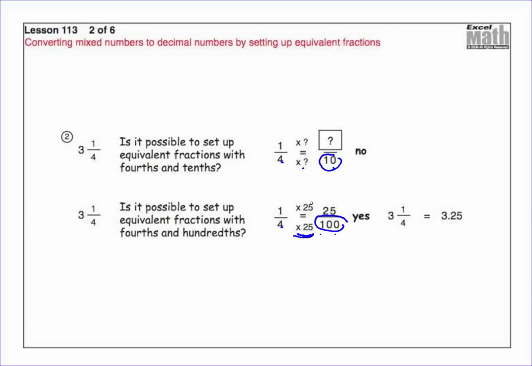4 times 25. 1 times 25 is 25, and so you have 25 hundredths. So 3 and 1/4 is the same thing as 3 and 25 hundredths. We just found that out because 1/4 is the same thing as 25 hundredths, and the way you write that as a decimal is 3.25. So the way you do these types is try to change it into tenths first. If that doesn't work, stick another 0 on there and try to change your denominator into hundredths. Then you can make it into a decimal.